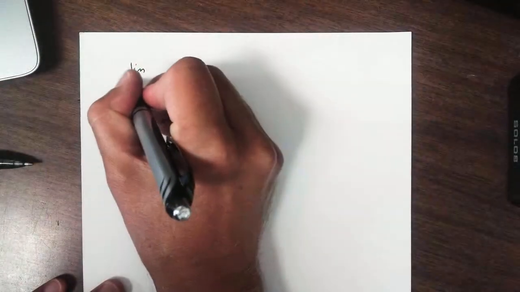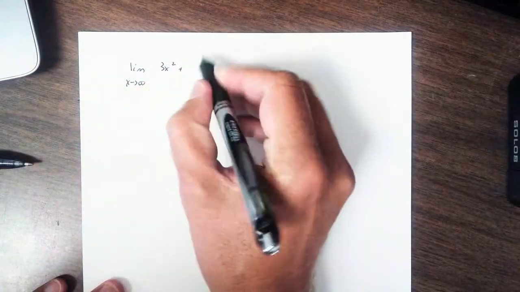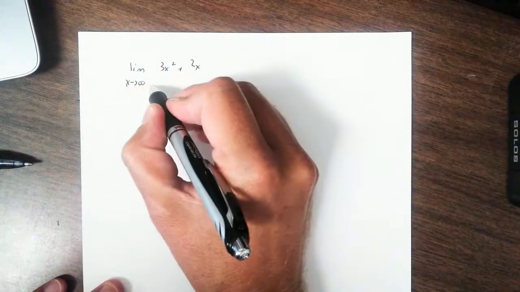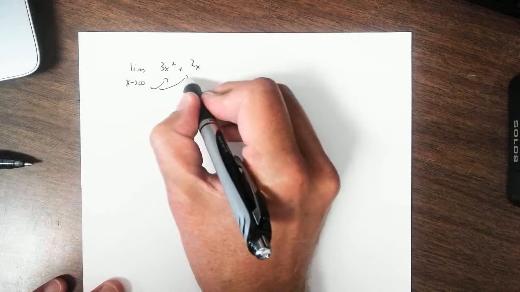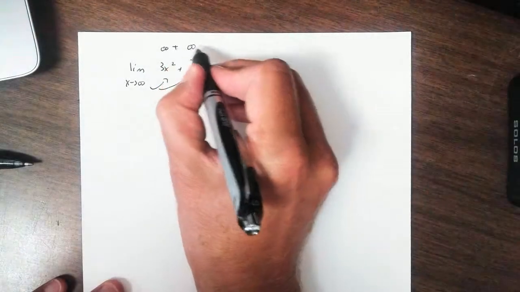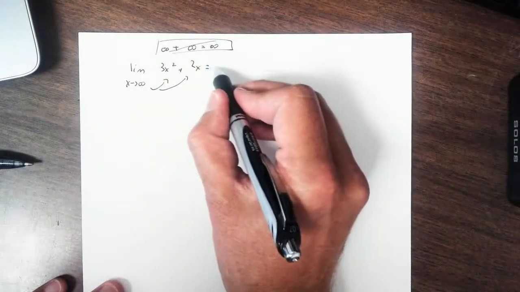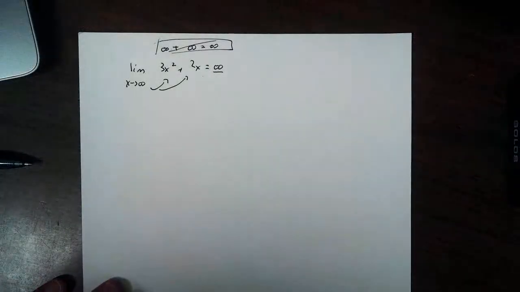Let's say we want to find the limit as x goes to infinity of 3x squared plus 2x. Now, if I let x go to infinity here, this is infinity, this is also infinity. And if we were to add them together, of course, that's infinity. Now, we never, ever write that. We really are thinking it. So that's going to be infinity.